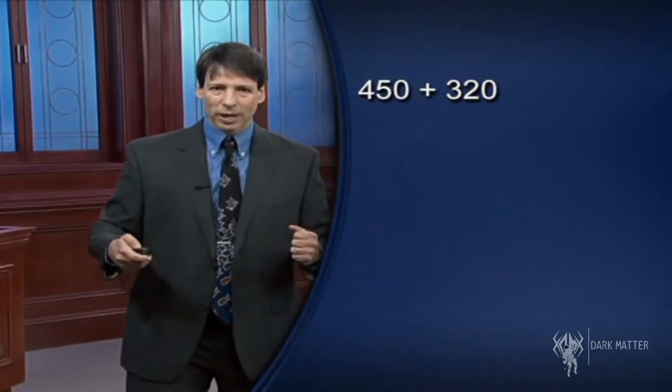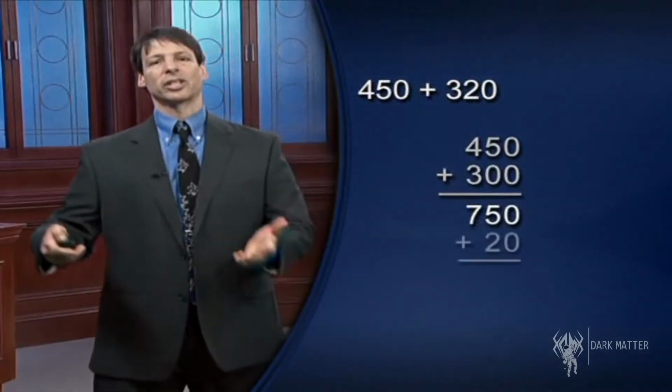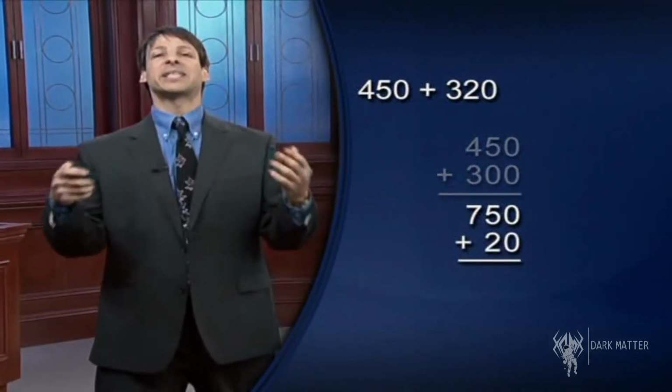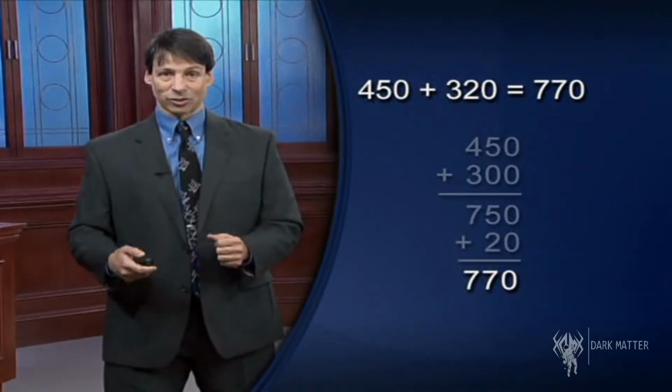The next easiest problems are when both numbers are multiples of 10. For example, 450 plus 320. Here our strategy is to first add 300, then add 20. 450 plus 320 becomes, after adding 300, 750 plus 20. 750 plus 20 is 770, that's your answer.